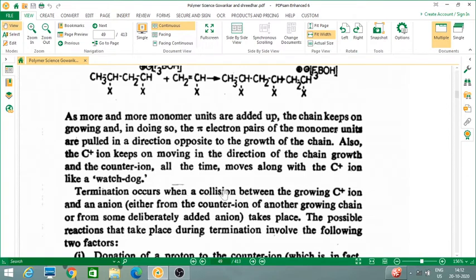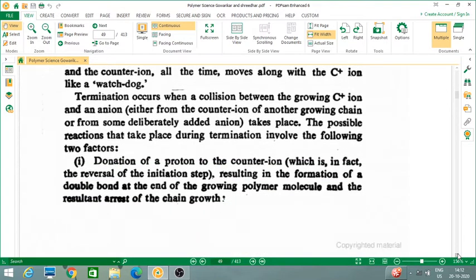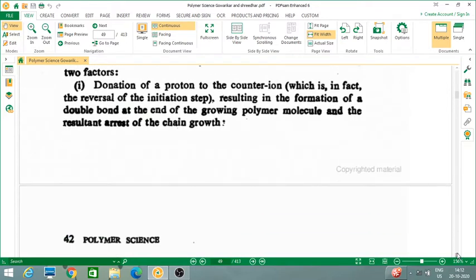Termination occurs when a collision between the growing C plus ion and an anion, either from the counter ion of another growing chain or from some deliberately added anion, takes place. The possible reaction that takes place during termination involves the following two factors. Number one, donation of a proton to the counter ion, which is in fact the reversal of the initiation step, resulting in formation of a double bond at the end of the growing polymer molecule and the resultant arrest of the chain growth.